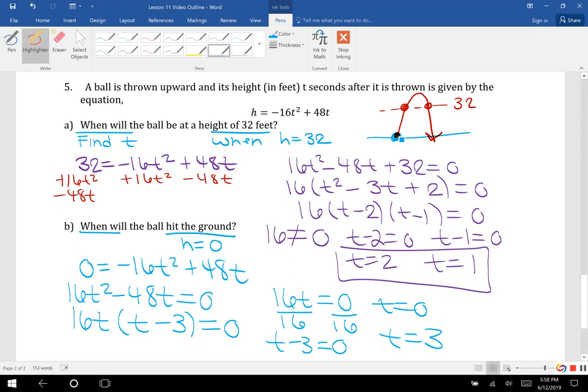And so when will the ball hit the ground? They're asking for the second time after it's been thrown. So it's going to hit the ground 3 seconds after it was thrown.